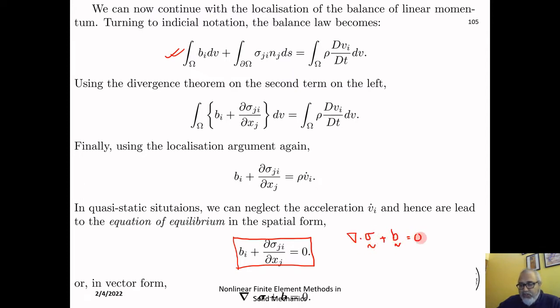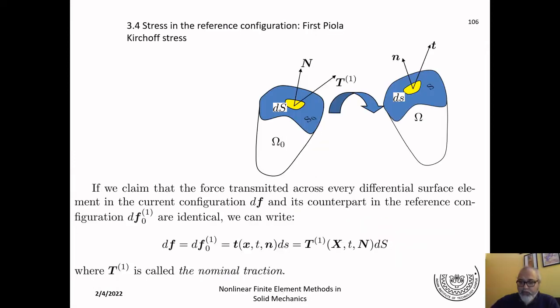b equal to 0. So for every equation that we derive in the spatial form, just like in case of the mass balance, there's also a material form of the same equation.